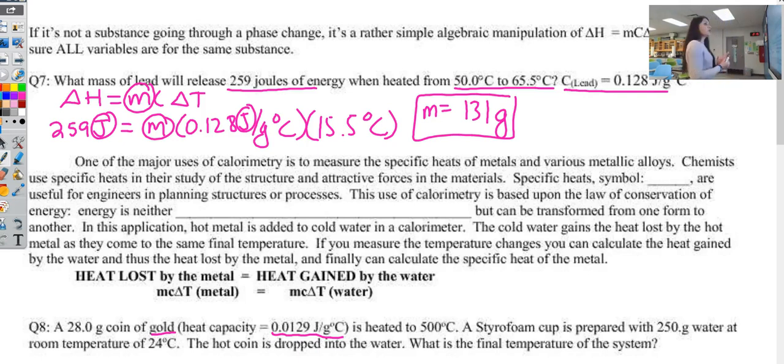Okay. So specific heat, the symbol that we're typically going to use is either an S, or we can use C for heat capacity, useful for engineers. The use of calorimetry is based upon the law of conservation of energy. Energy is neither created nor destroyed, so it's simply transferred. But it can be transformed from one form to another.